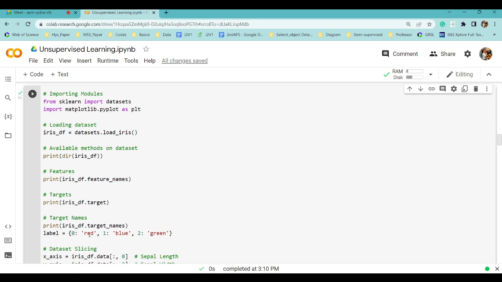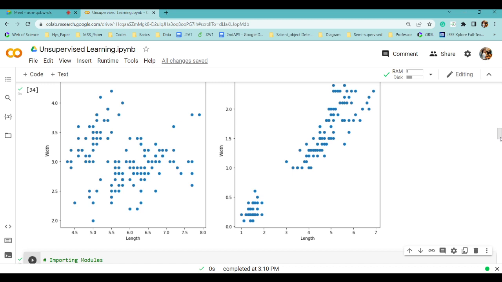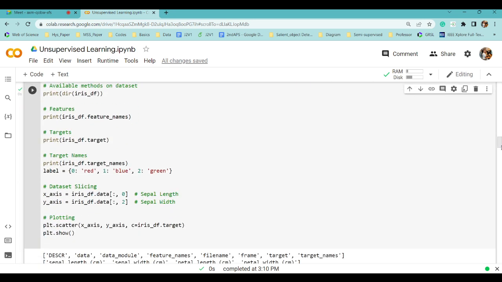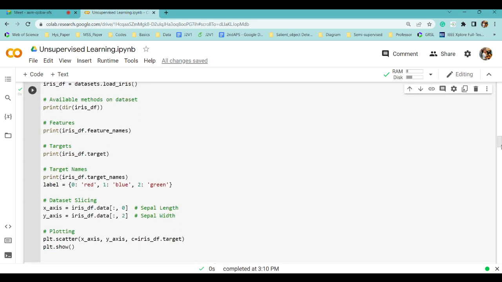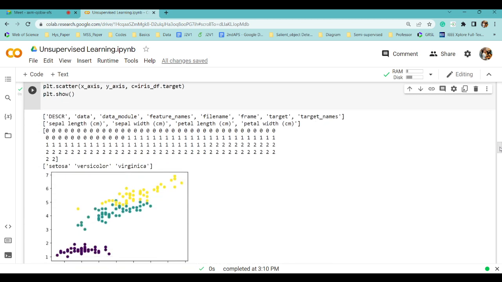For 0 I'm giving red, for 1 I'm giving blue, and for 2 I'm giving green. Over here you're not able to differentiate, because all the data points are in blue. Now I'll show you that all three target names can be identified with the different colors which I have mentioned. The x-axis is my sepal length, and the y-axis is my sepal width. This is one way you can do it. I'm drawing my scatter plot.